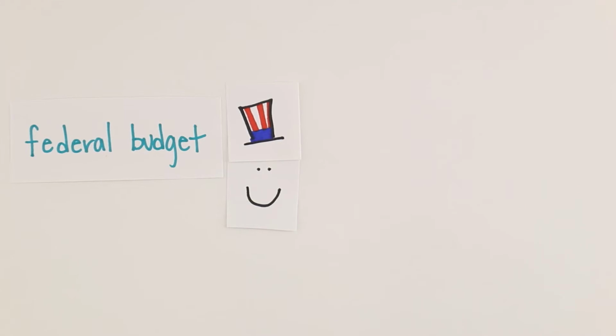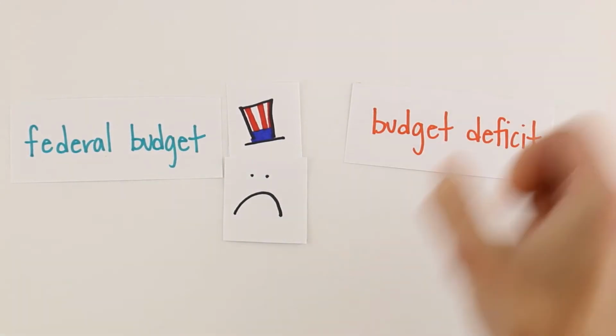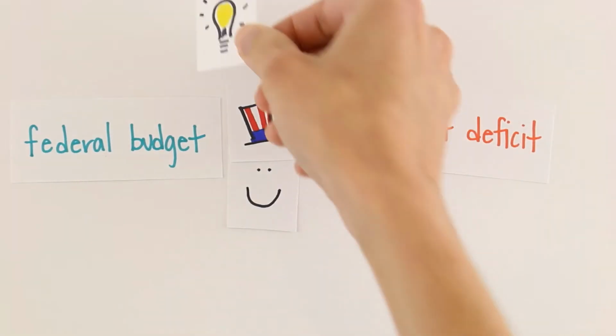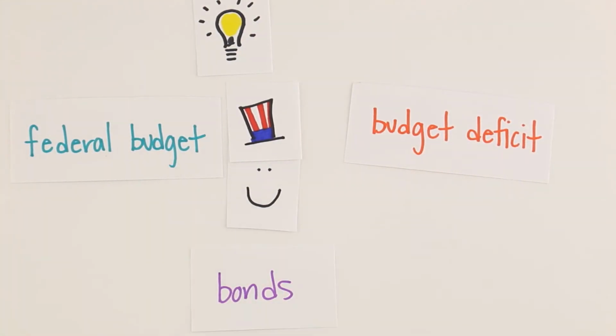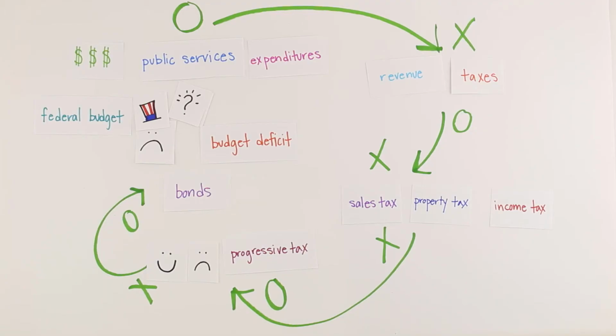The federal government has a federal budget. They usually go over, and this is called a budget deficit. To cover the budget deficit, they borrow money from people in the form of bonds, and then they must pay them back with interest. And that is how the government pays for government services with taxes.